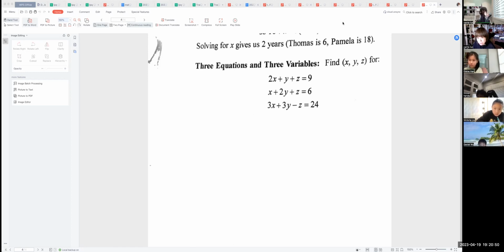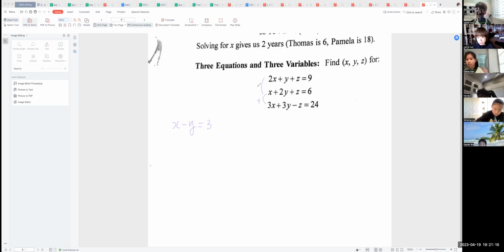For instance, with these two, I subtract. So x minus y equals 3. Do you understand? 2x minus x equals x. y minus 2y equals negative y. z minus z equals 0. So 9 minus 6 equals 3. Correct, everybody? Yes?